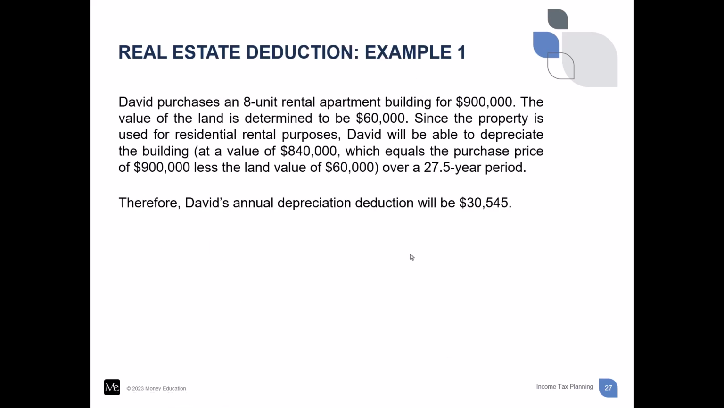David purchases an 8-unit rental apartment building for 900,000. The value of the land is determined to be 60,000. Since the property is used for residential rental, David will be able to depreciate the building. So the value is 840,000, the purchase price minus land. And it's depreciated over 27 and a half years. Therefore, David's annual deduction in depreciation on the rental unit is 30,545.